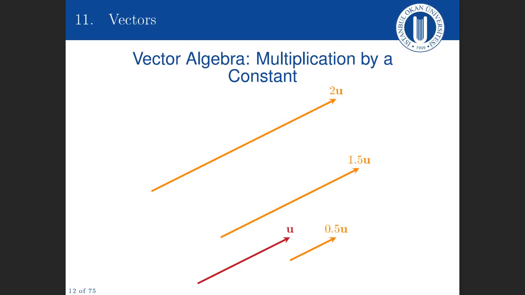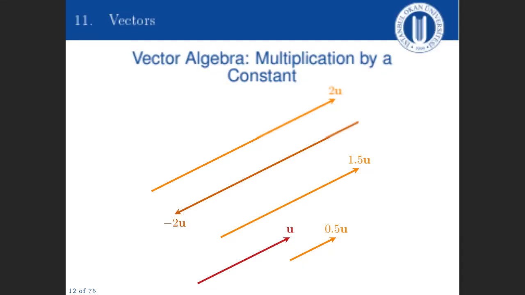We can also draw 0.5u, 1.5u, etc. They're all pointing in the same direction, but they have different lengths. The vector -2u has the same length as the vector 2u, but it points in the opposite direction.